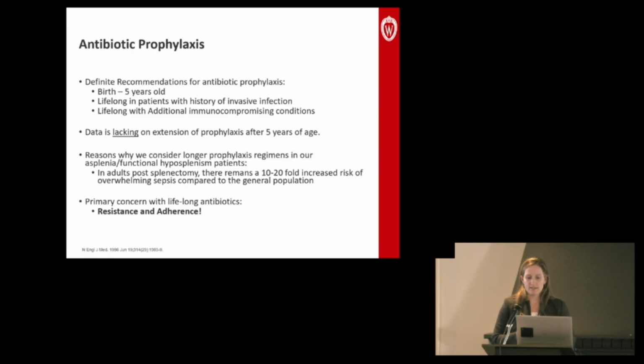Beyond those conditions, data is really lacking on extension. And what I would like to see over the next 10 years is really gathering more data so that we can appropriately have these conversations with our patients about risk versus benefits. Because we know that post-splenectomy adult patients are still getting sepsis. They're still at really high risk of high morbidity and mortality. But we just don't know the other side of things, like adherence and effect on quality of life. And we don't know about resistance patterns that might impact how they do if they actually do get sepsis.